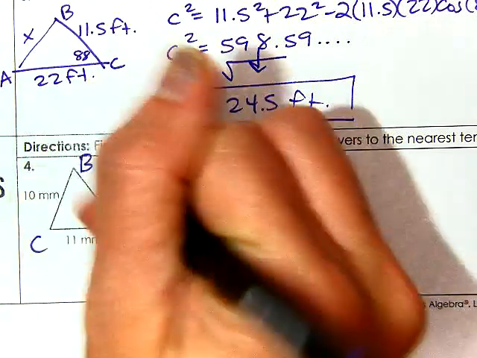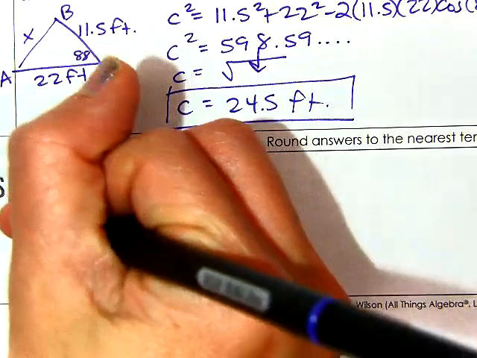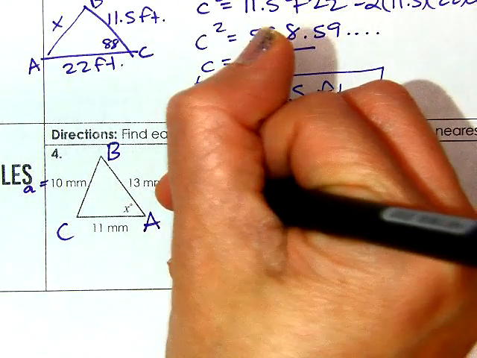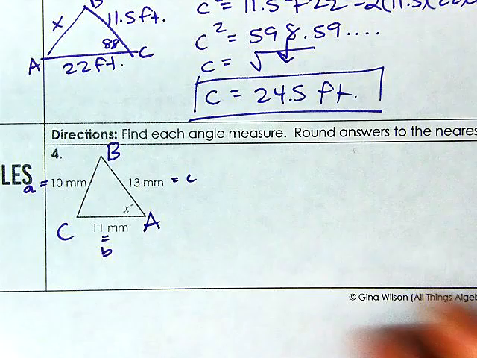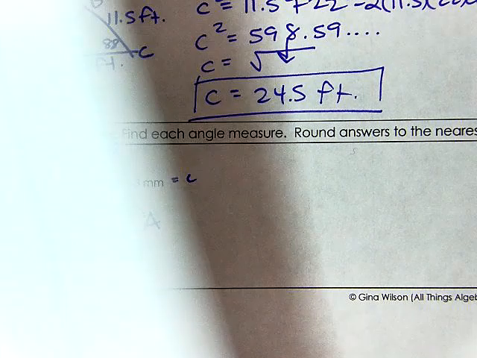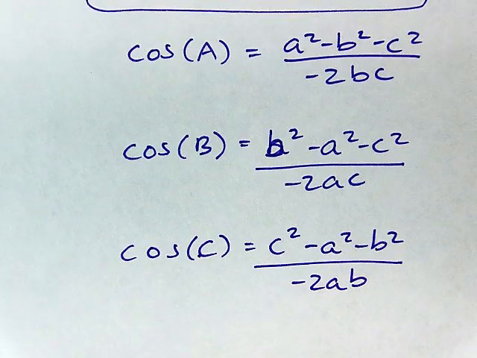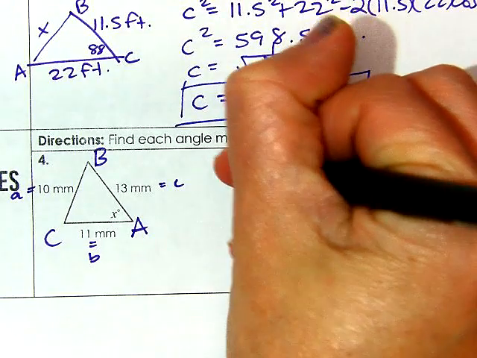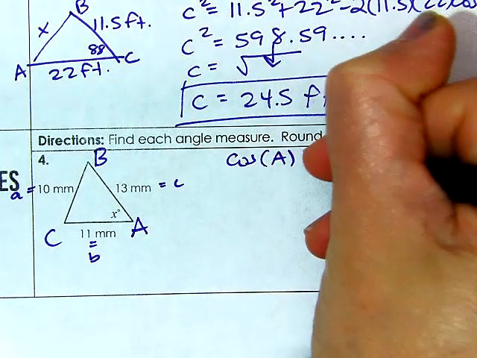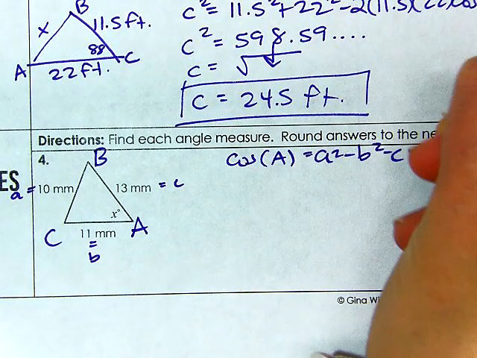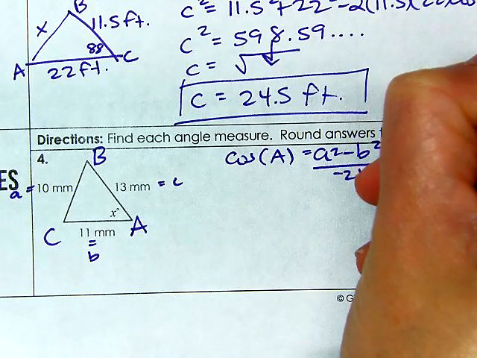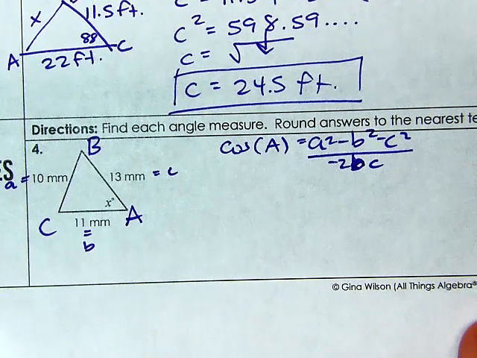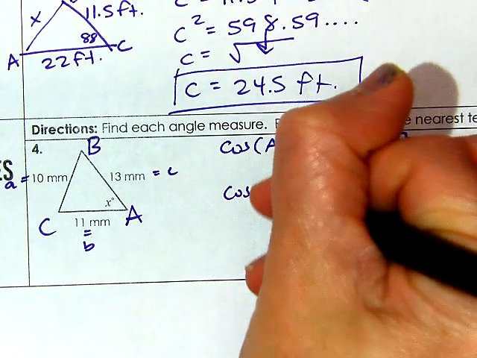So given the fact that I've labeled my angles this way, 10 is going to equal A, 13 is going to equal C, and 11 is going to equal B. My missing angle is A, so I'm going to be using this top one. So I'll go ahead and write it down. Okay. So filling in for values.